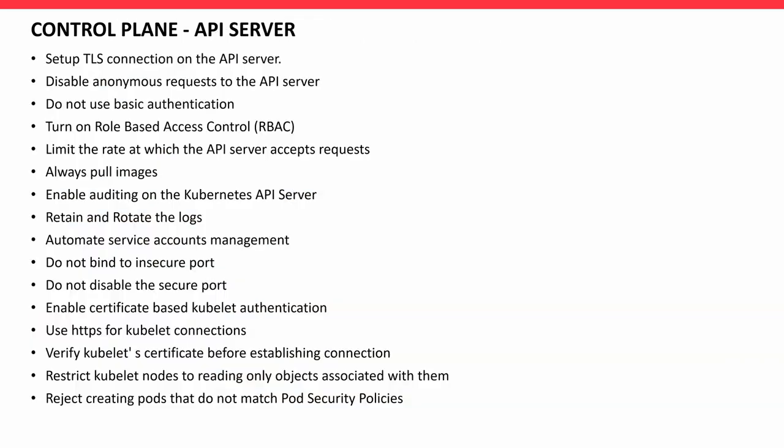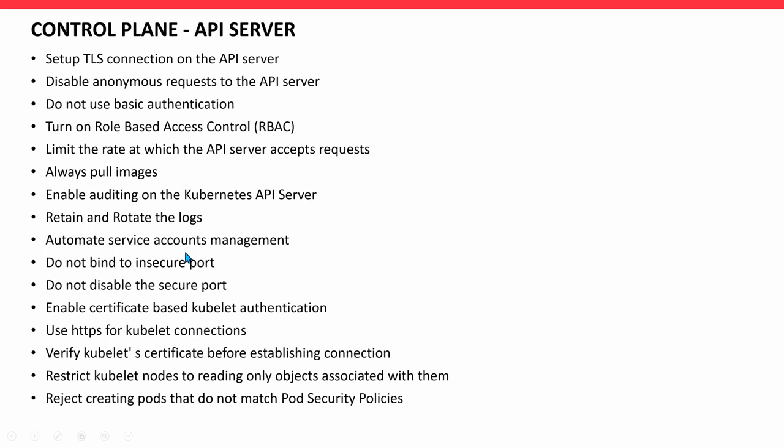Let's see the CIS benchmark recommendations for the API server. Set up TLS connection on the API server. Disable anonymous requests. Do not use basic authentication. We have to use the right RBAC control to access the API server. Limit the rate at which the API server accepts requests. Always pull images. Enable auditing on the Kubernetes API server. Retain and rotate the logs.